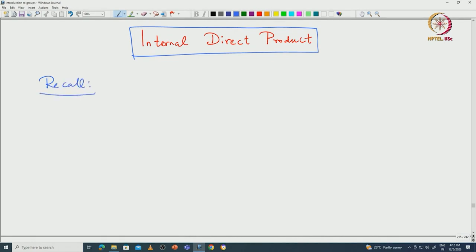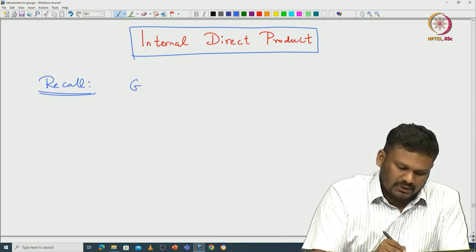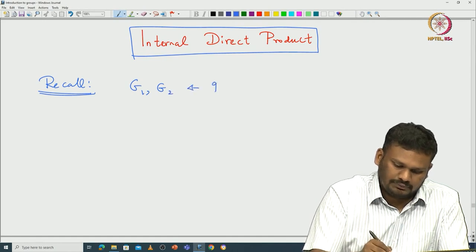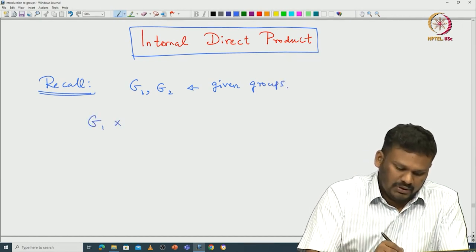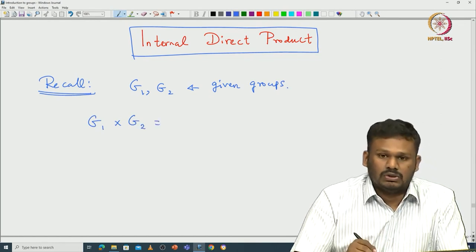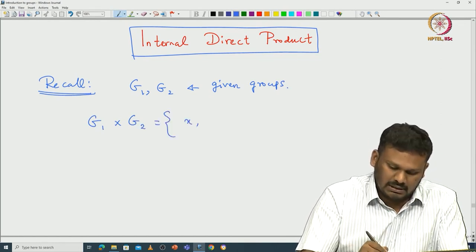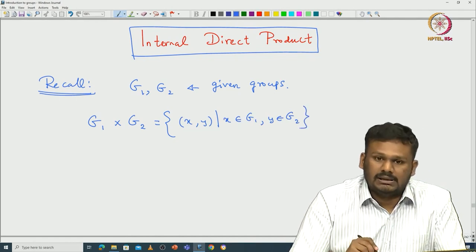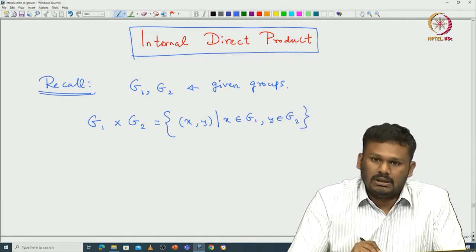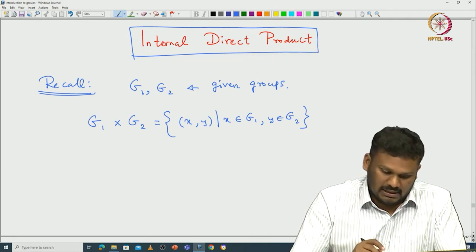So let us stick with only two groups, so there is no issue. Let us start with G1 and G2. These are given groups. Now we have seen already, we can take the Cartesian product of these two groups. As a set, it is the tuples (x, y), where x is coming from G1 and y is coming from G2.